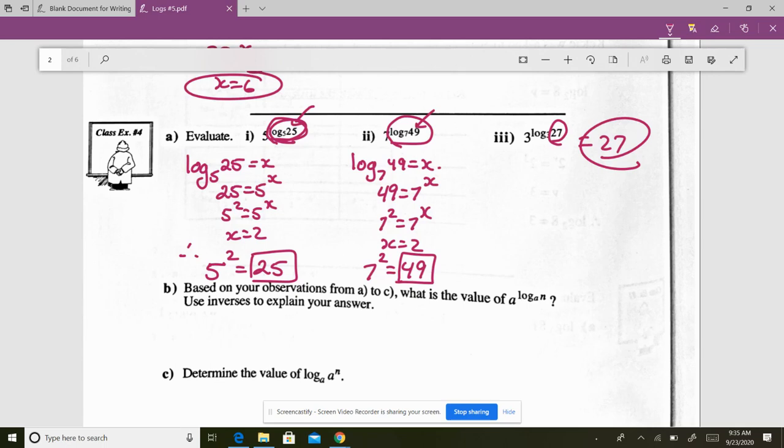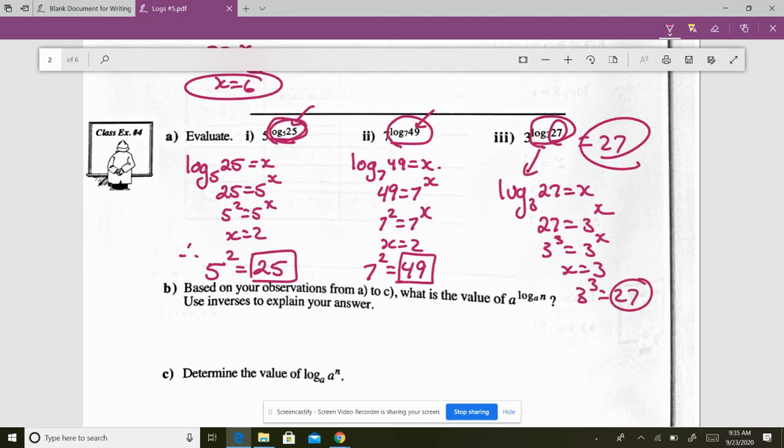If you did what we just did, you'd go log base 3 of 27 equals x. The 27 is equal to 3 to the power of x. So it's 3 cubed is equal to 3 to the x. So x equals 3, but that's not the value of the whole thing because I just solved for that. So then you go 3 to the power of 3, which is 27.